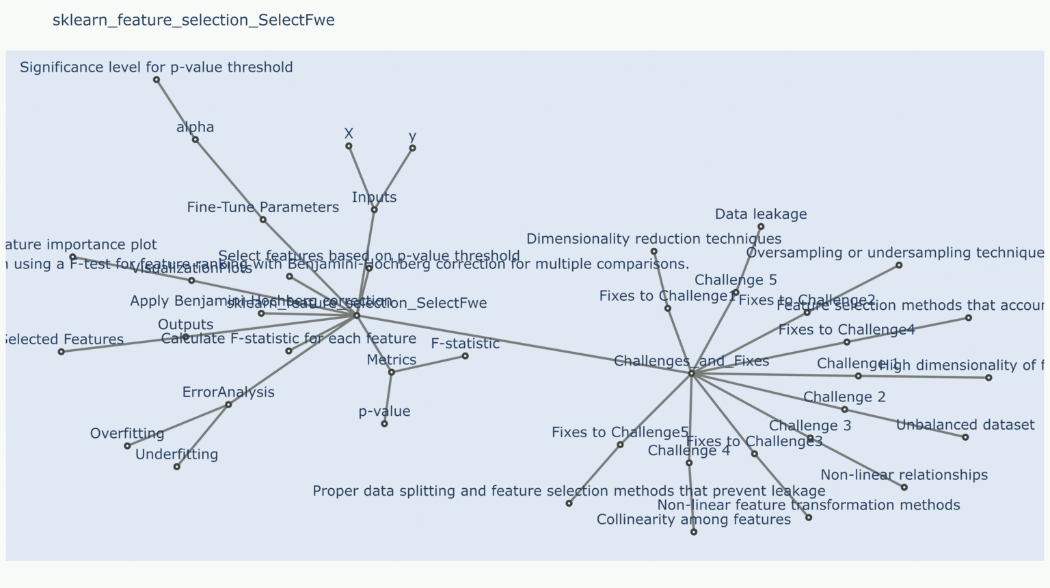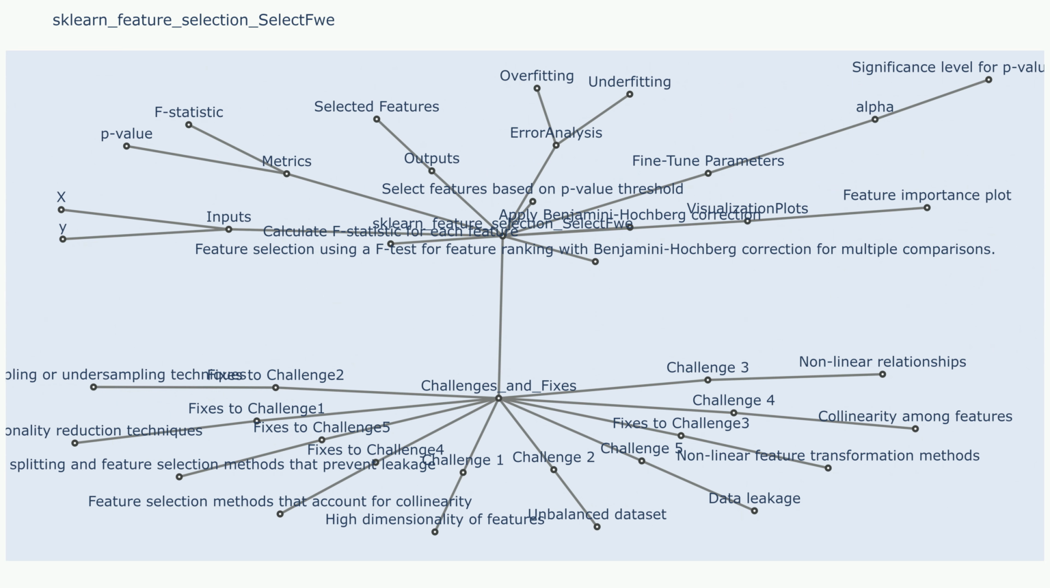Fine-tune parameters. Score function: adjust the score function based on the type of data and the relationship you are looking for, e.g., using ANOVA for categorical target or a regression model for continuous target. Alpha: increasing alpha allows for more features to be selected, but increases the chance of false positives.